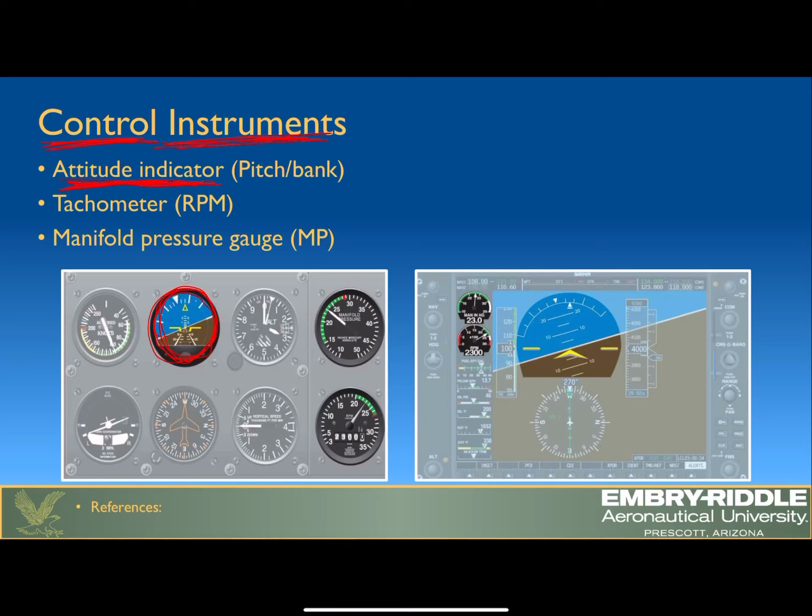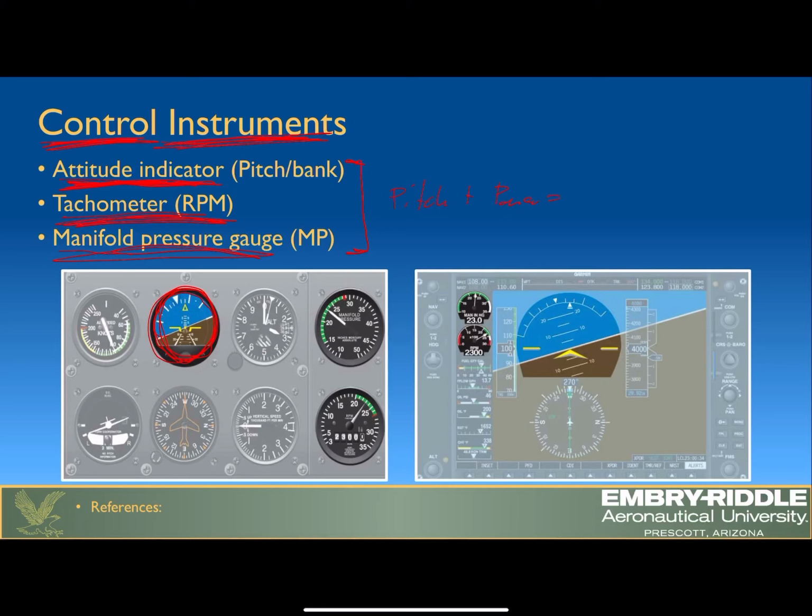This is control because it's showing us, right? I want to set a pitch attitude. I want to set a power setting. So that's why we have our attitude indicator. That's why we have our tachometer, which tells us our RPM, and our manifold pressure gauge. Because remember, pitch plus power equals performance. So these essentially three things represent that pitch plus that power.